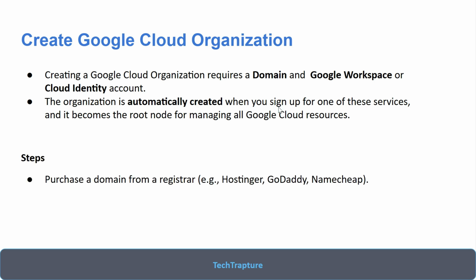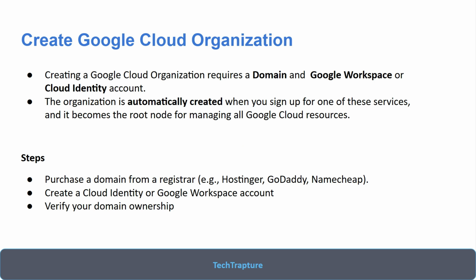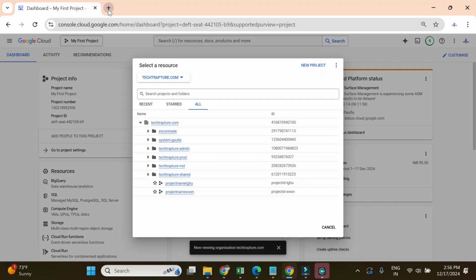Okay. Now the steps to create an organization. First, you have to purchase a domain. Second, you have to create a Cloud Identity or Workspace account. Third, you have to verify domain ownership and then access Cloud Console and it will show you the organization. Now let me show you how we can purchase a domain and how we can create a Cloud Workspace account. Okay, so let me go to Google Cloud Console now.